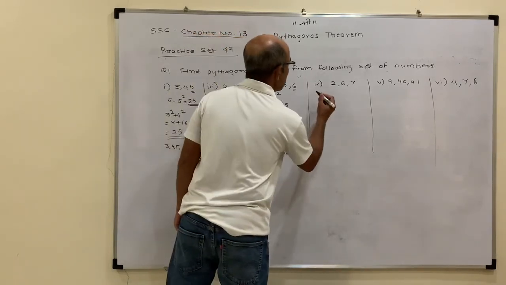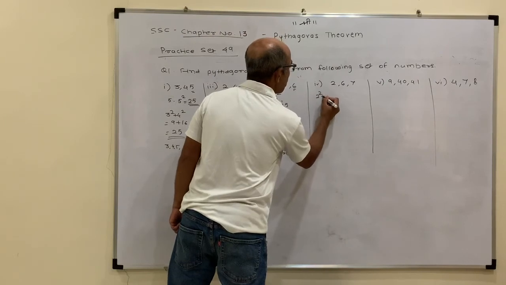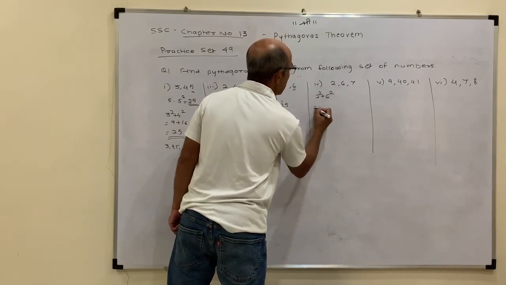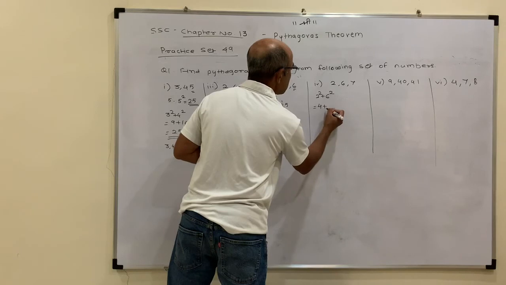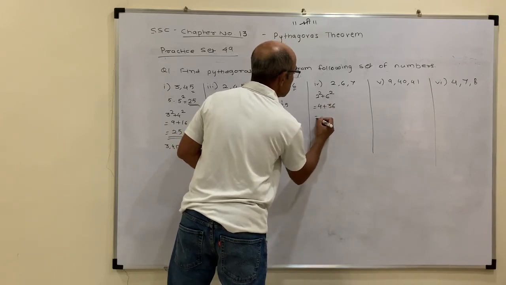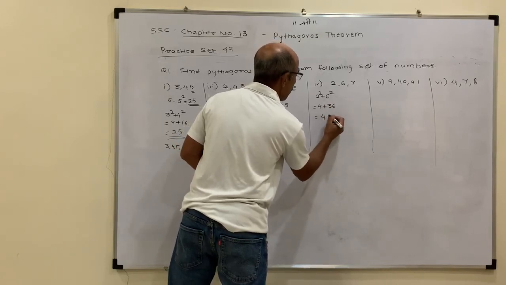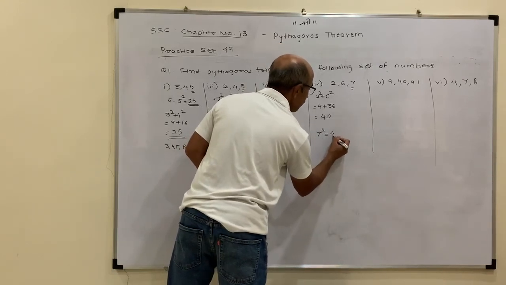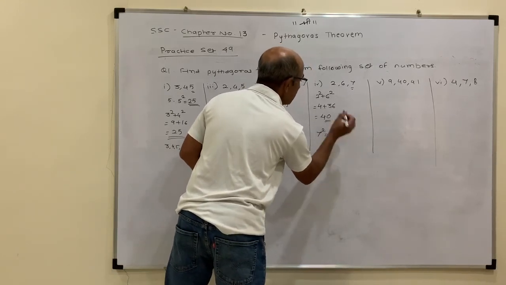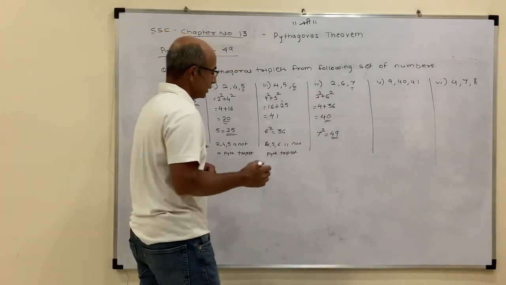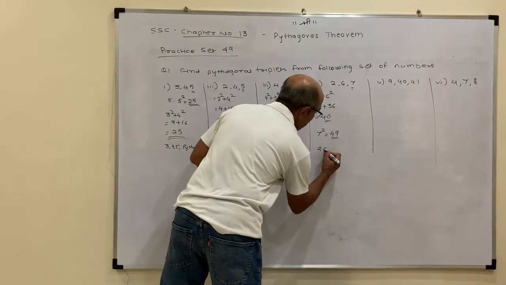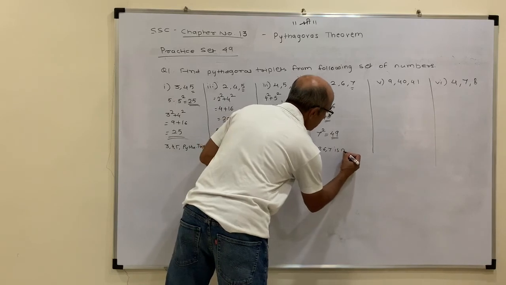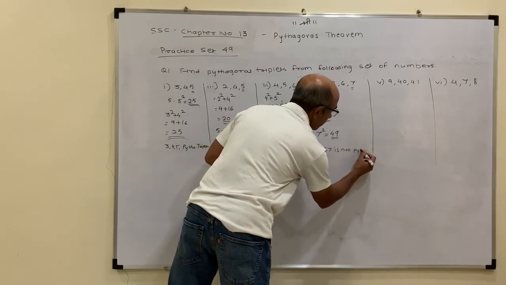Next is 2 square plus 6 square. 2 square is 4, 6 square is 36. 36 plus 4 is 40. And the largest number's square, 7 square, is equal to 49. 49 is not equal to 40. So we say 2, 6, 7 is not a Pythagoras triplet.